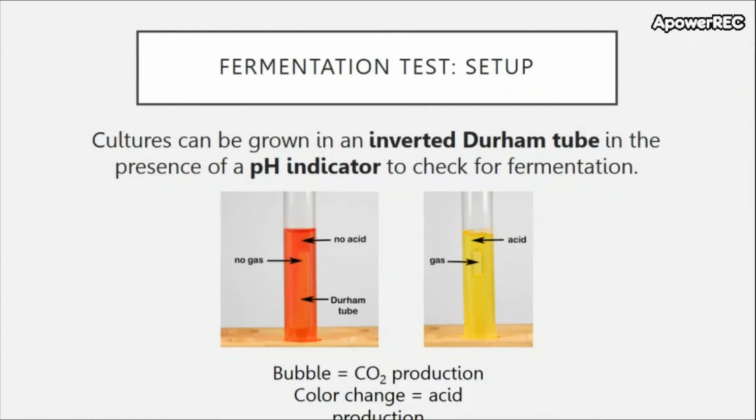Scientists have ways of determining what sort of fermentation, and if fermentation, is being accomplished. This is done by using something called an inverted Durham tube in the presence of a pH indicator. The pH indicator changes from red if there is no acid to yellow if there is an acid being produced. So if you see anything that ends in -ic acid or -ate, that is something that is capable of being an acid.